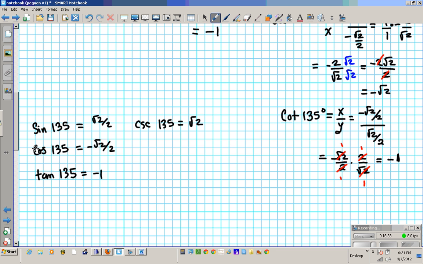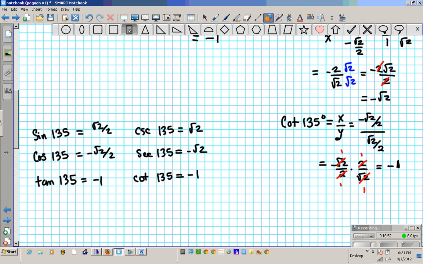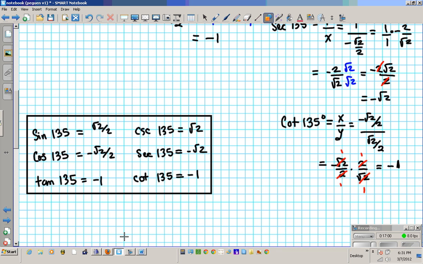And then the reciprocal of cosine is secant. Secant of 135 is negative root 2. And then cotangent, which is the reciprocal of tan of 135, we got to just be negative 1. Alright, so there goes our answers. When you're doing your homework, I want you to put everything together at the end, just organize it like this for easy assessment. Alright?